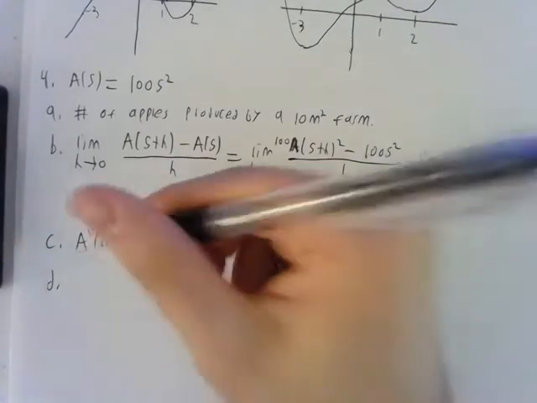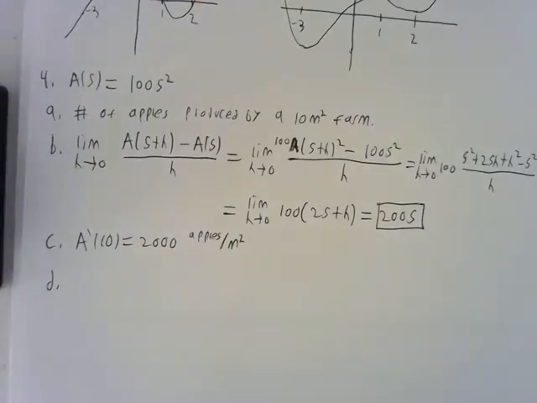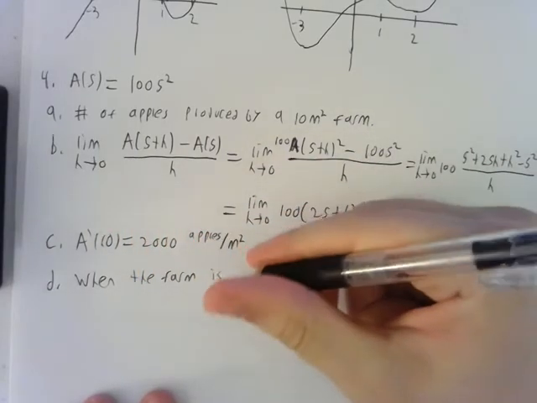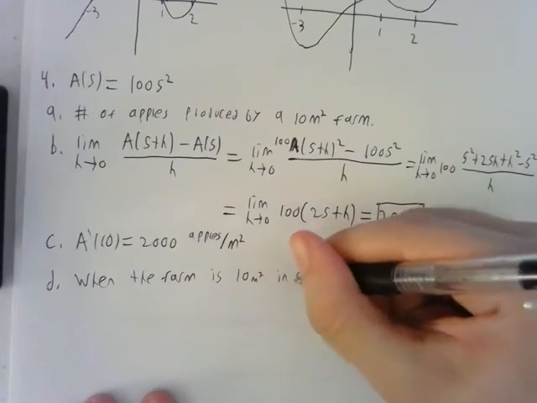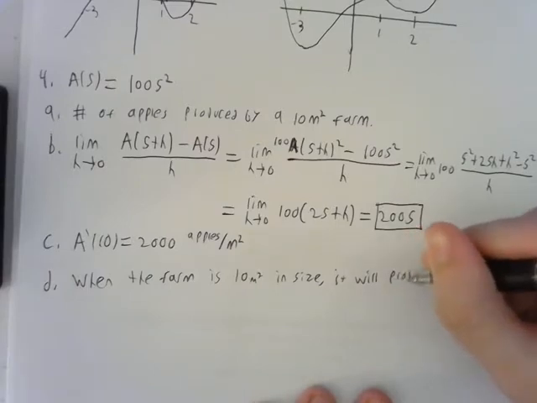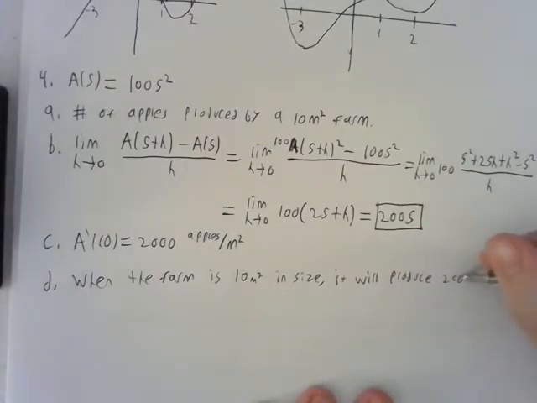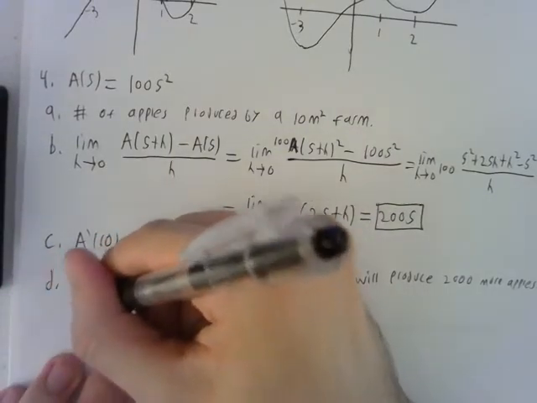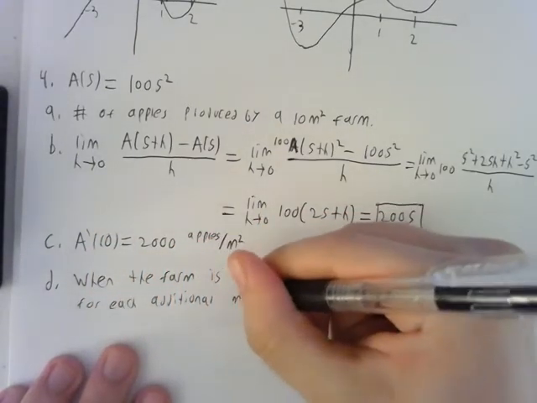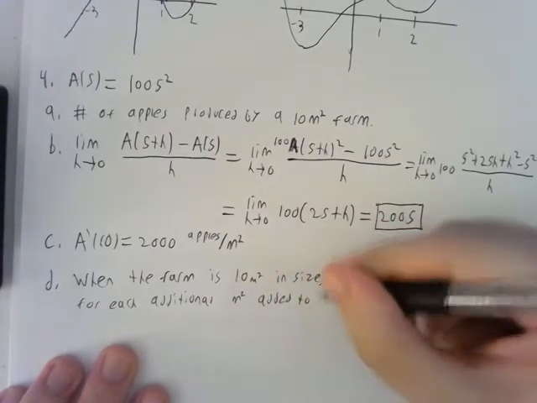Then part D asks us to explain in words what this means. So there are a few different ways you could say this, but one way you might say is that when the farm is 10 meters squared in size, it will produce 2,000 more apples for each additional meter squared added to the farm.